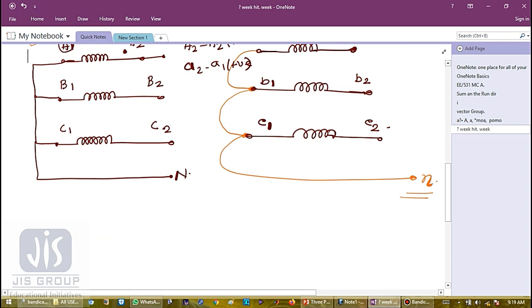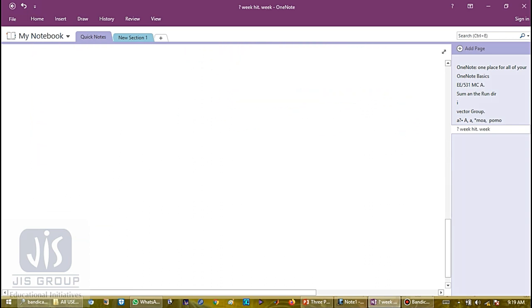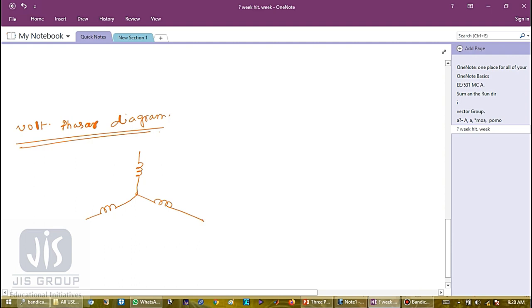Now let me draw the voltage phasor diagram first. In the voltage phasor diagram, we said that this is a star connection. This is a star connection. This is the high voltage side, and this is the low voltage side.